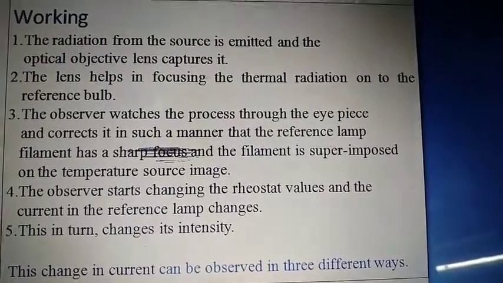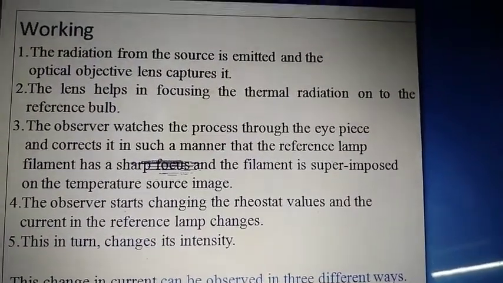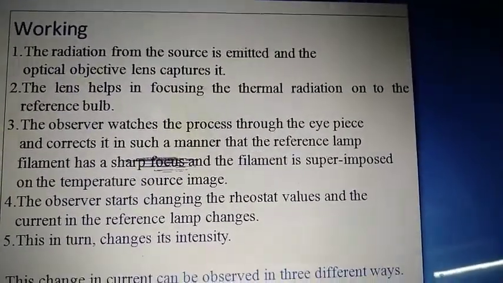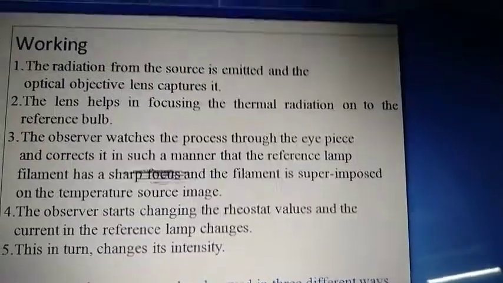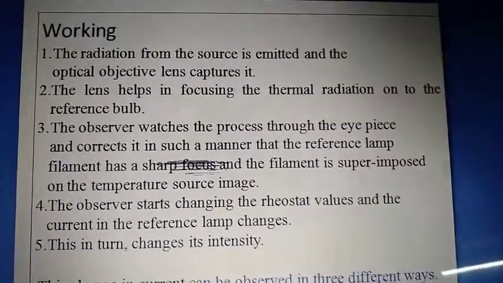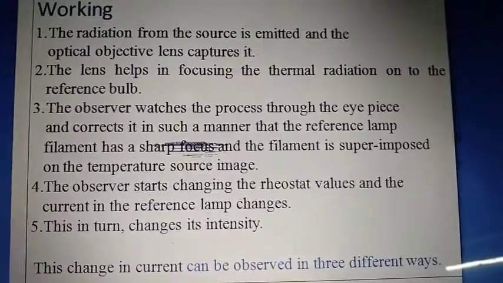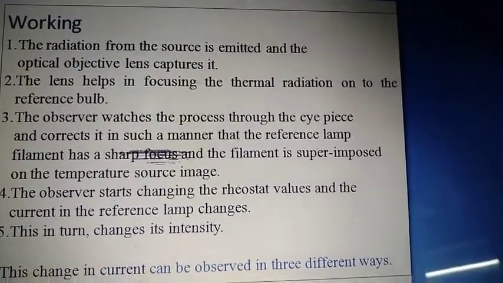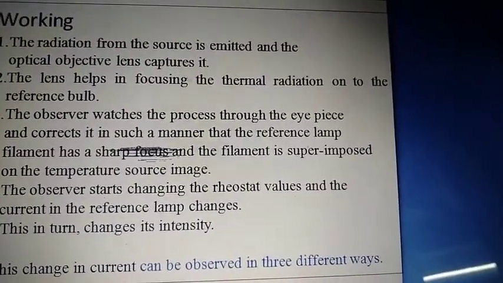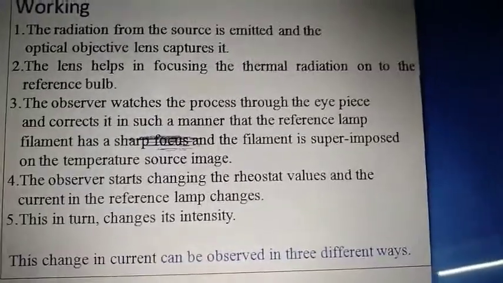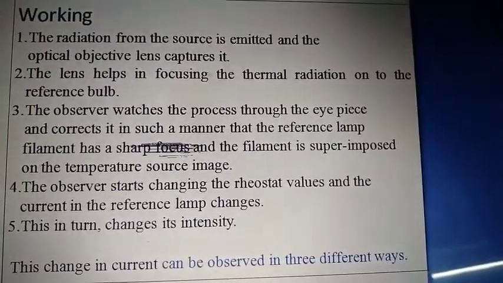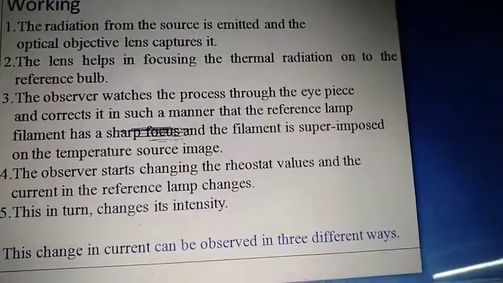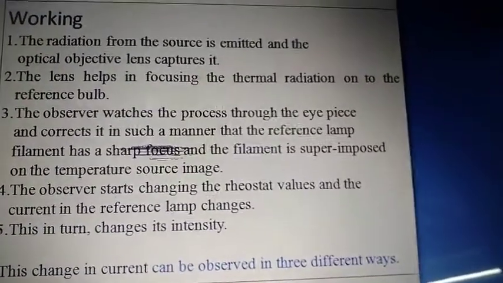One is to change the resistor or voltage across the circuit, and the thermal radiation is focused through the screen. The observer watches the process through the eyepiece and adjusts it so that the reference bulb filament has sharp focus and is superimposed on the temperature source image. The observer starts changing the rheostat values and the current in the reference lamp changes. This in turn changes its intensity.